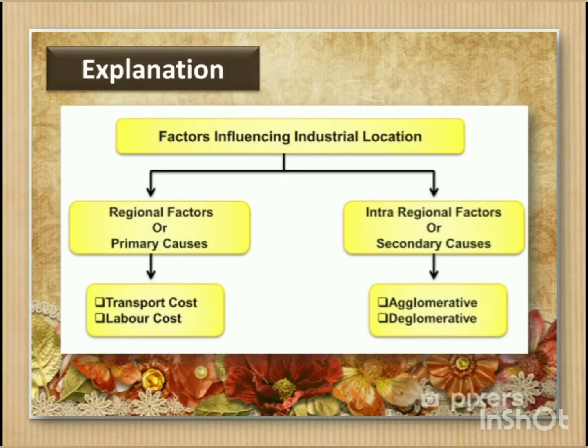Next, we are going to explanation of the theory. Now you can see the factors influencing industrial location can be divided into 2: regional factors and intra-regional factors. The major regional factors or primary causes are transportation cost and labor cost. The major intra-regional factors or the secondary causes are agglomerative and deglomerative factors.